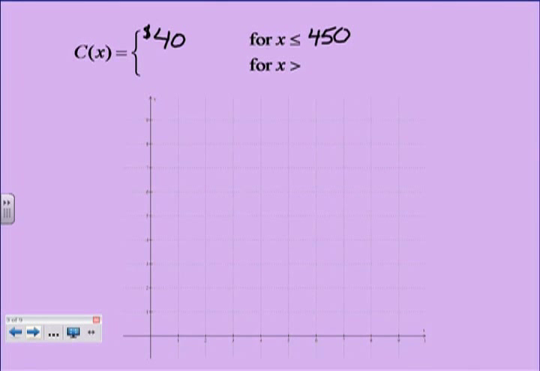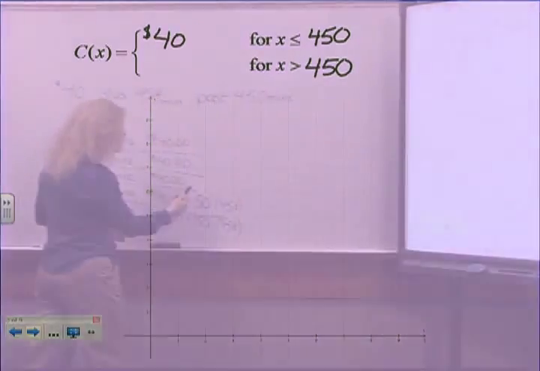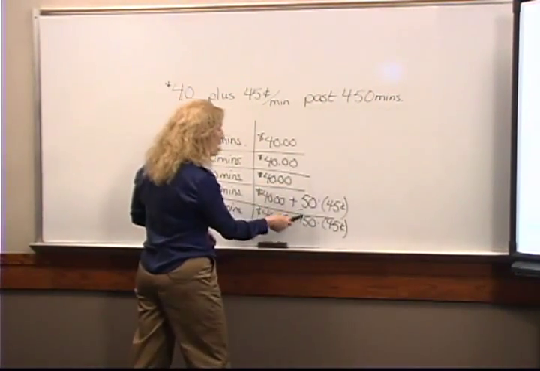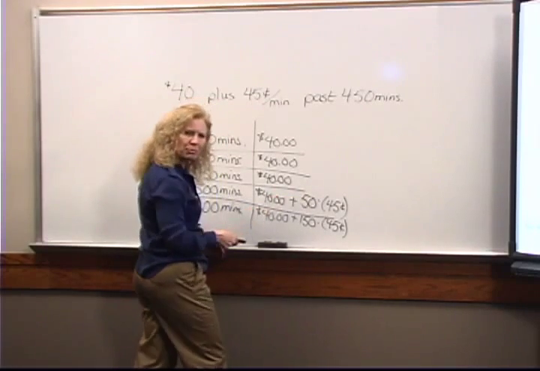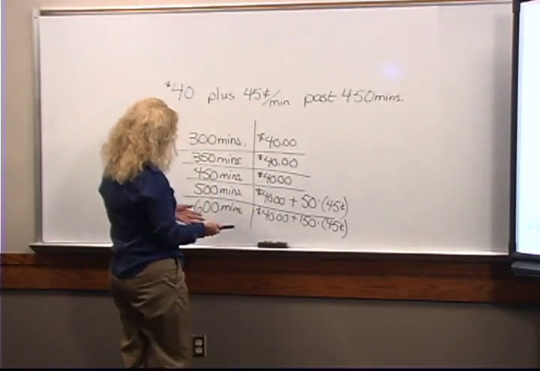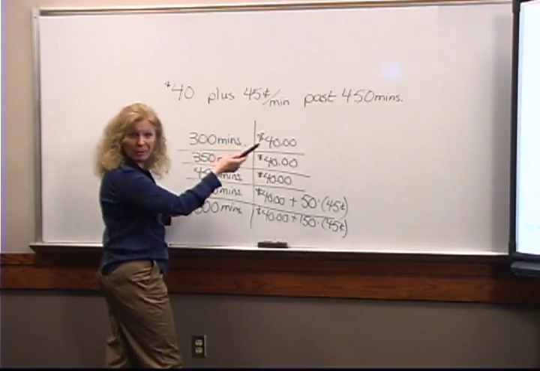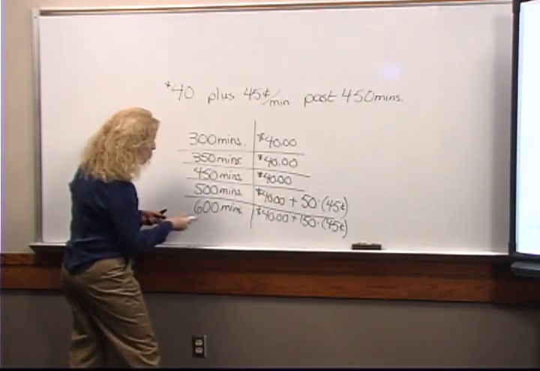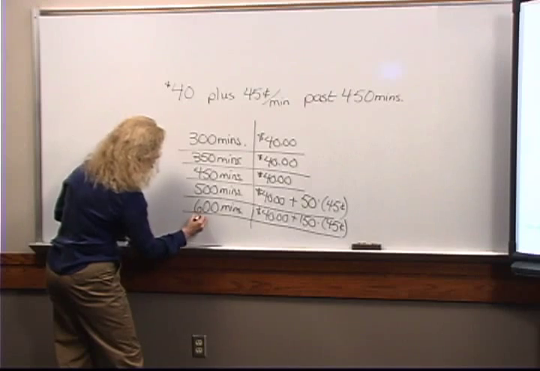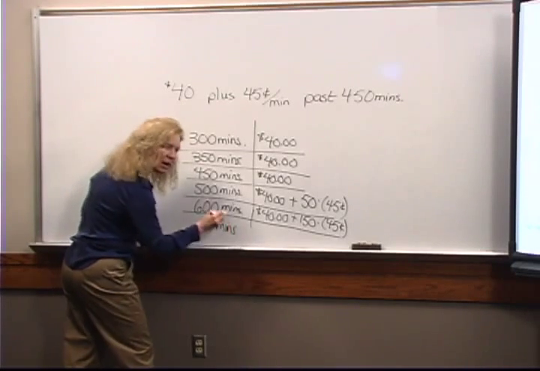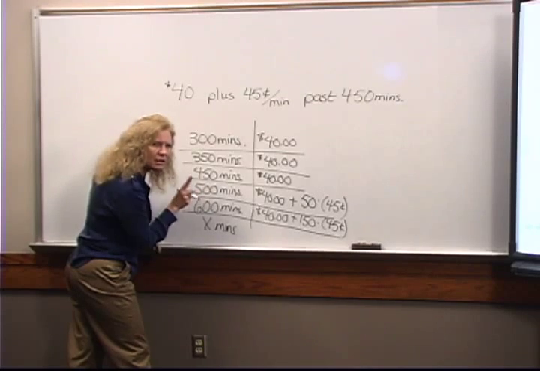Now, once I get above 450, then the problem becomes a little bit more complicated. So let's think about how it was that we were doing this. You have the 40, but there's an additional charge as well. And how do we find this number that we're multiplying by the 45 cents? Well, that seems to be the number of minutes that we are past 450. Okay, so let's actually run one more in my little chart here. What if we go x minutes? And what I want you to do is just mimic what we were doing right here.